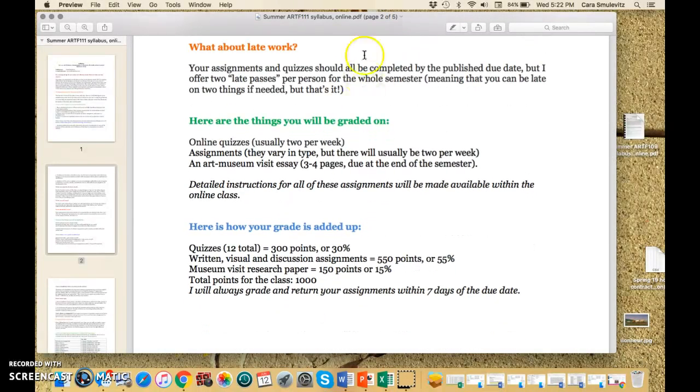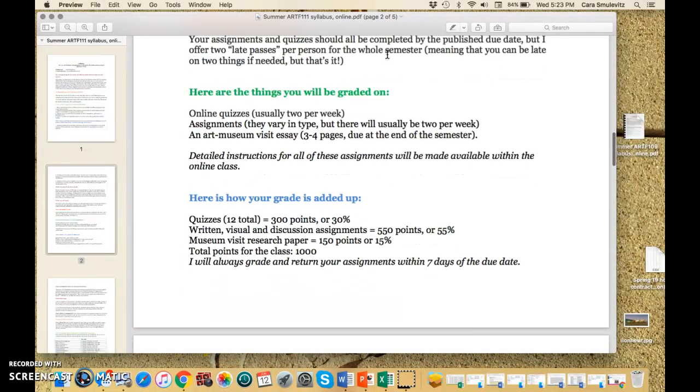When it comes to late work, there's a lot of work in this class since you have an assignment and quiz every lesson. So I know that sometimes things come up and people end up missing something. As a rule, everything should be completed by the published due date, but I do give everyone 2 exceptions. So you have what I call 2 late passes for the whole semester. And so if something comes up, you have a personal emergency, something like that, you can turn in your late work late. Take as long as you need to turn it in, but you can only do that for 2 things through the whole semester. And after that, I won't keep taking things late. Hopefully that makes sense. If you have any questions about it, of course, you can always email me.